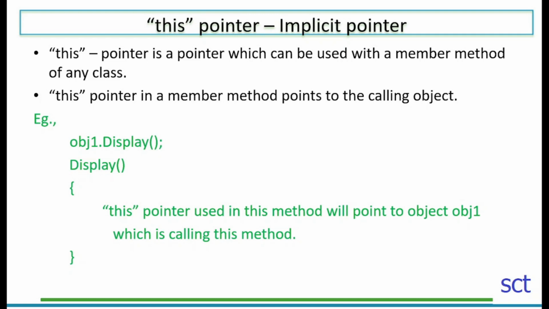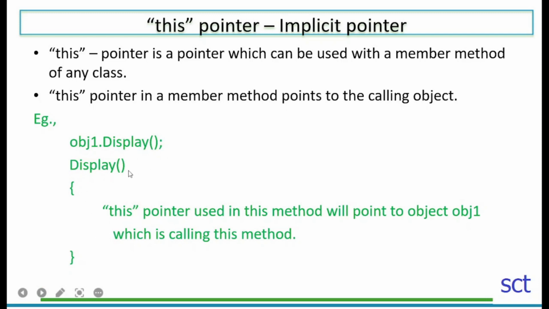Let me introduce a small pointer. Actually there are no pointers in Java, but we call it the this pointer, or this object. This object is actually a pointer which is used within the member methods of a class. This pointer is basically pointing to the calling object. Okay, so this is an example here: object 1 calls display, and within the display function this can be used.